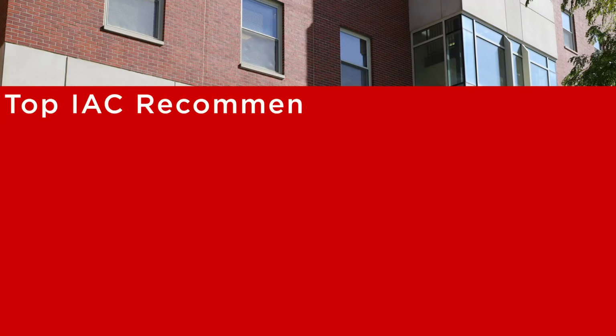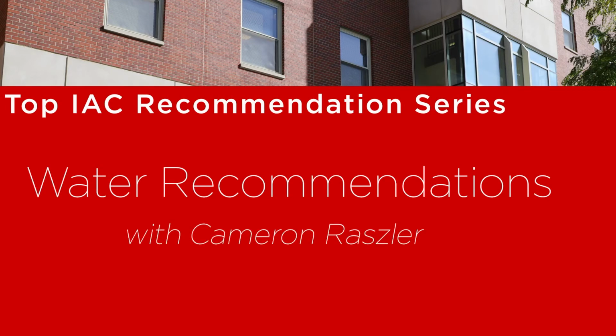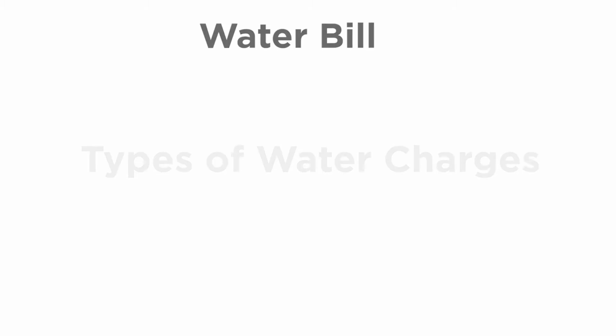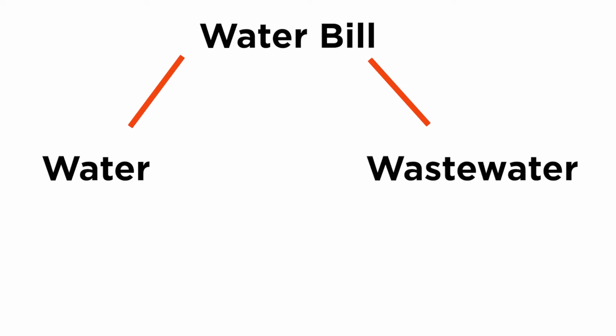In this video, I will discuss some common things food processing facilities can look at to save water. The first concept that's important to understand is where costs are coming from when you look at a water bill. For most purposes, water bills are broken down into two main sections, water and wastewater.